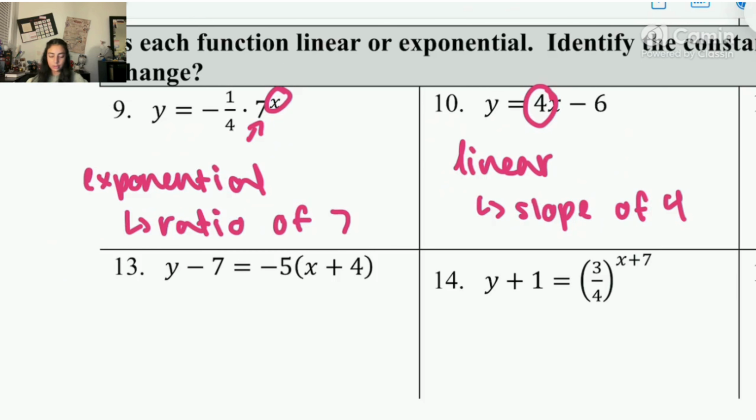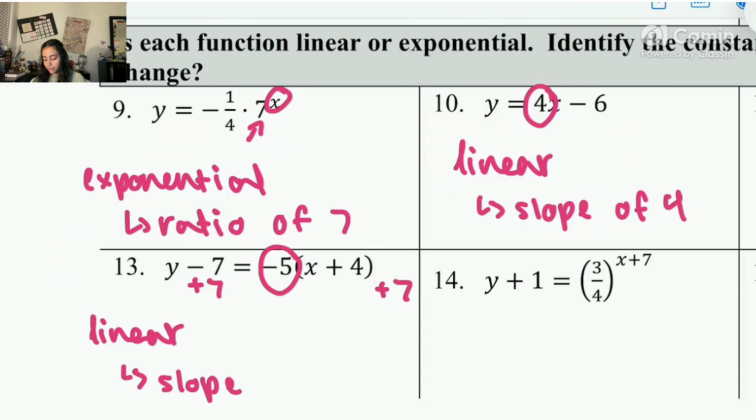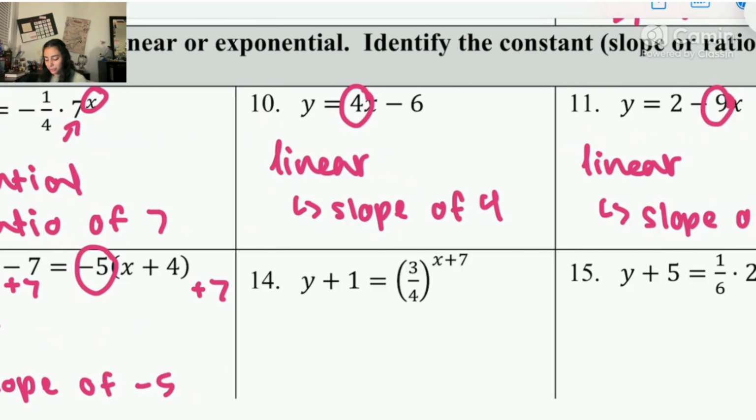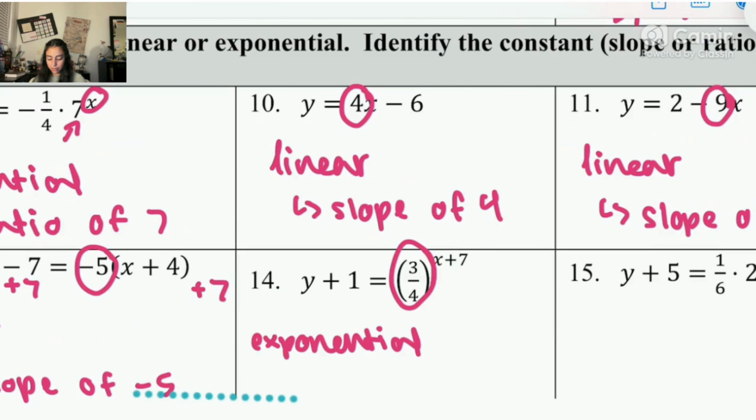For number 13, this one looks a bit tricky, but it's linear. And even when you move this to the other side, you can see that it has that slope of -5. Or actually, yeah, no, slope of -5. It almost got me as well. 14, exponential. And it has that ratio of 3. Don't know what that blue dot is, but we're gonna ignore it.